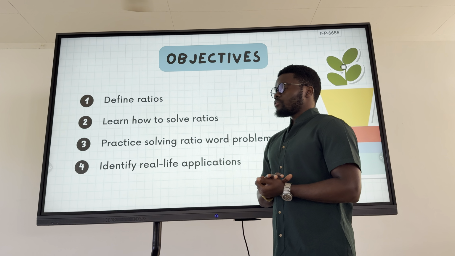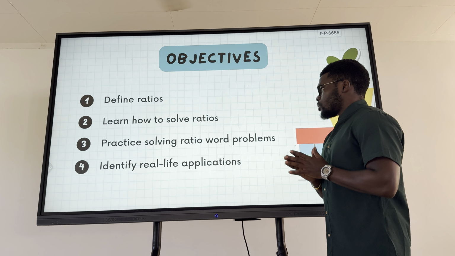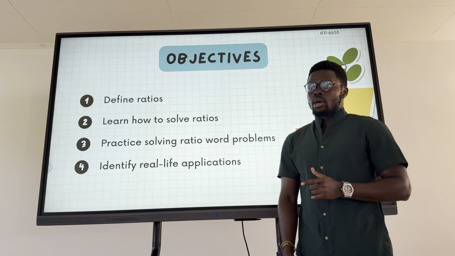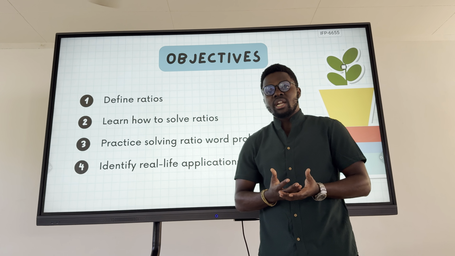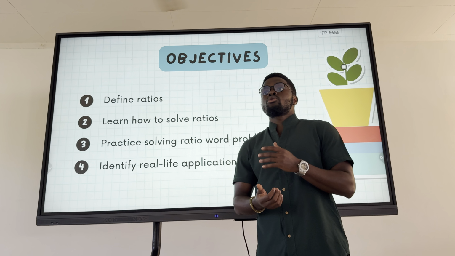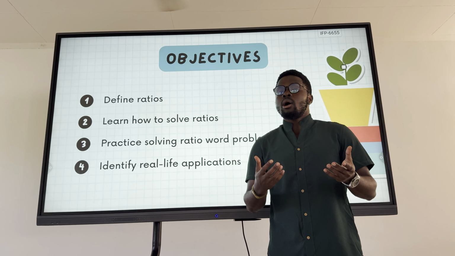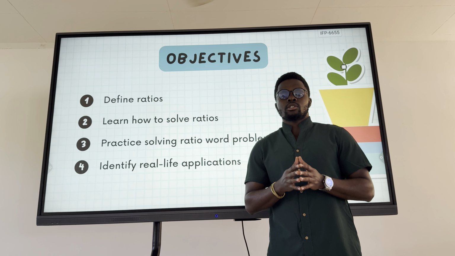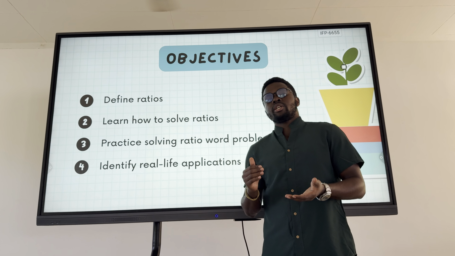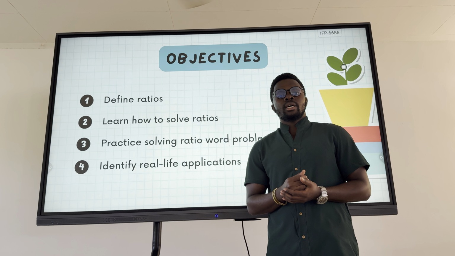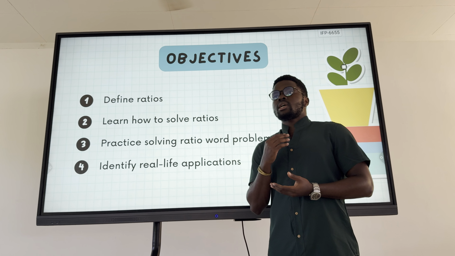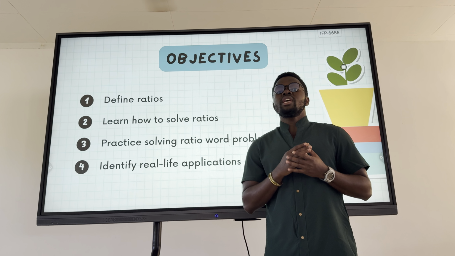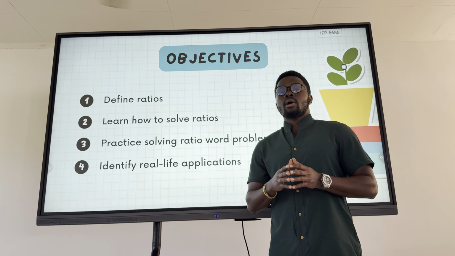We're going to learn how to solve ratios, practice solving ratio word problems, and then we shall identify a real-life application of ratios. Ratios are used in a lot of scenarios, like cooking. We use ratios in accounting. We use ratios in population studies. We use ratios in a lot of aspects. And it is very important for statisticians, architects, engineers, doctors. So ratios are very important. Chefs, ratios are very important for a lot of individuals and professionals that run the world.